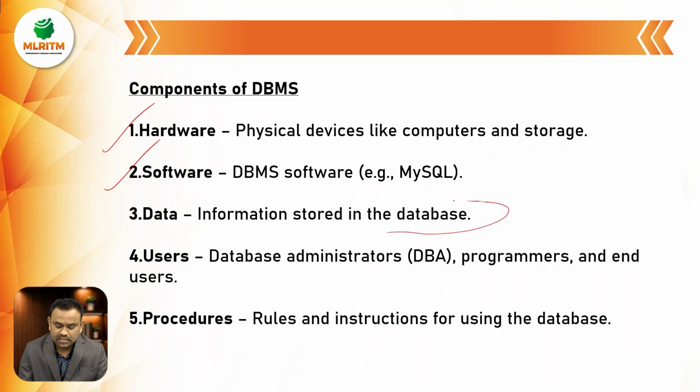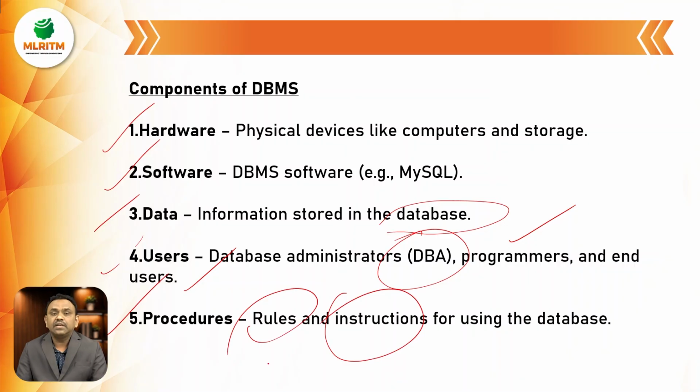So database is another component. Users: here different types of users are there. Out of the different users, the database administrator plays the major role, and other users are programmers and end users. And procedures: some rules and restrictions are there for using the database systems. All these five are the parts or components of a database management system.